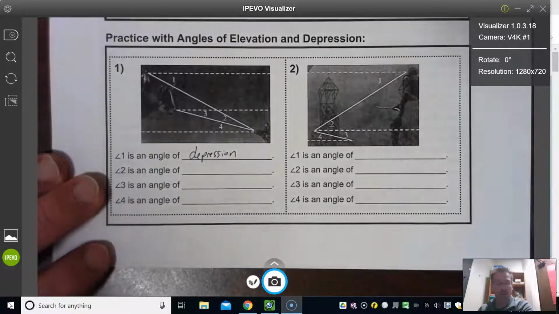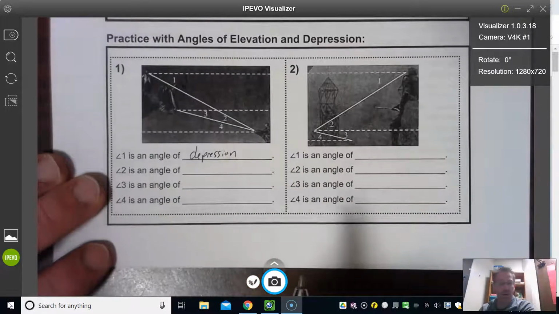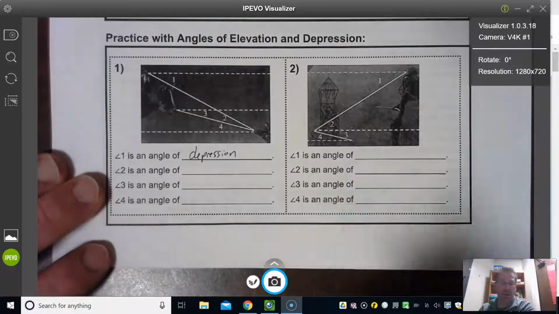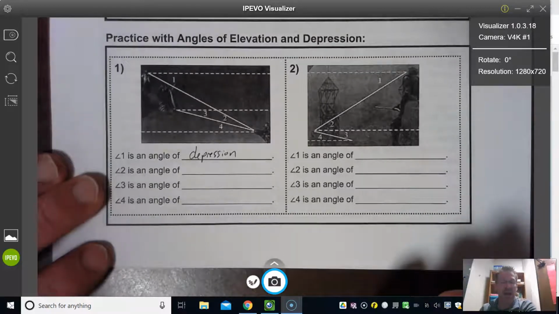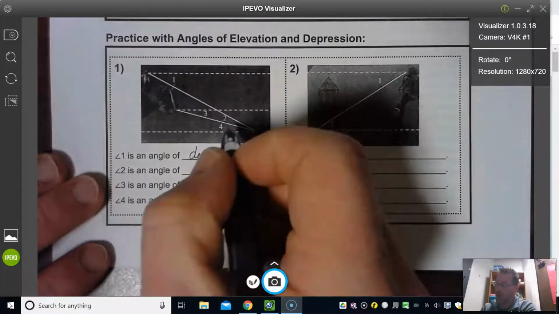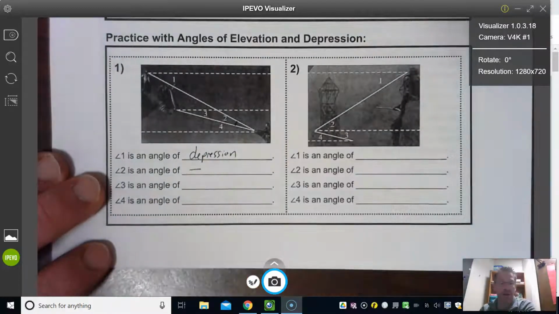So when I look at angle 2, notice angle 2 is not touching any of the horizontals. And if it's not touching a horizontal, then it can't be an angle of elevation or depression, because this is angle 2 right here. So it's nothing.